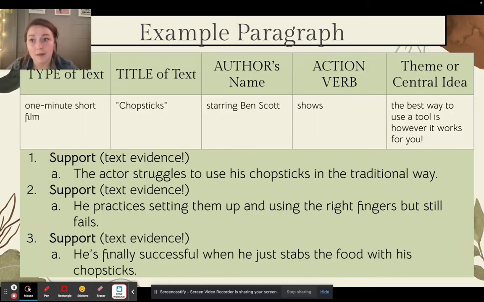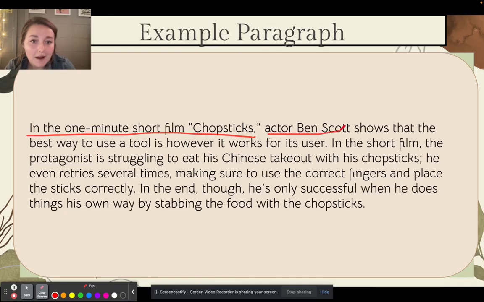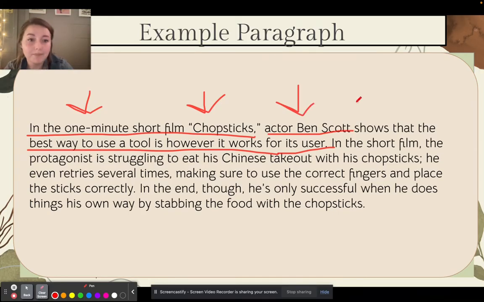Okay? Now, this is an objective summary. We just need to put it in the fancy schmancy paragraph form. So, you ready? In the 1 minute short film Chopsticks, actor Ben Scott shows that the best way to use a tool is however it works for its user. Usually you try to avoid using the word you or I in objective summaries because it's not very formal writing. So remember, that's our big, beautiful first sentence. We have our type of text. We have the title. We have our author's name, our actor's name. We have our action verb. And then that right there is our theme.